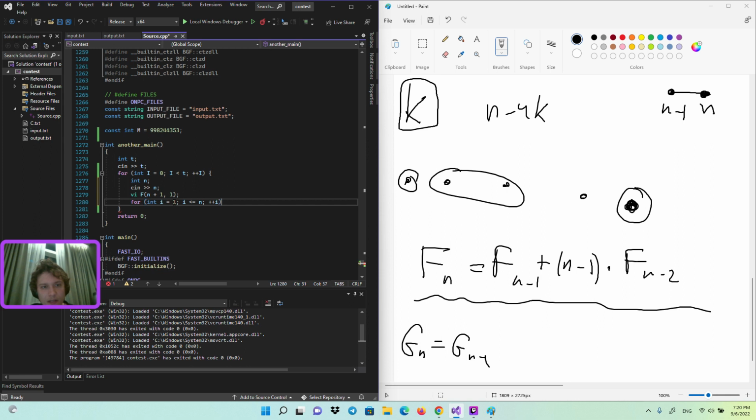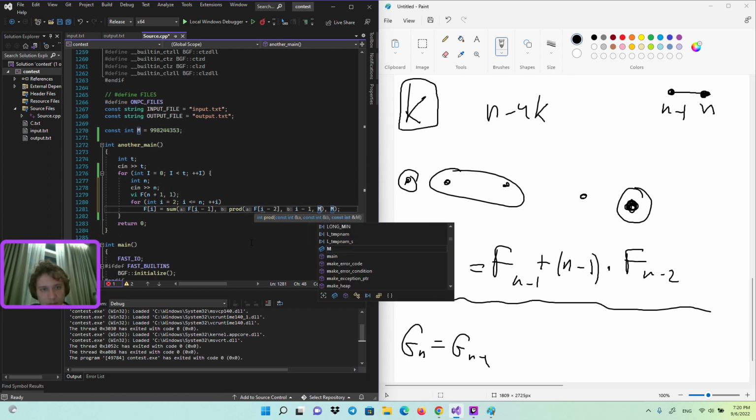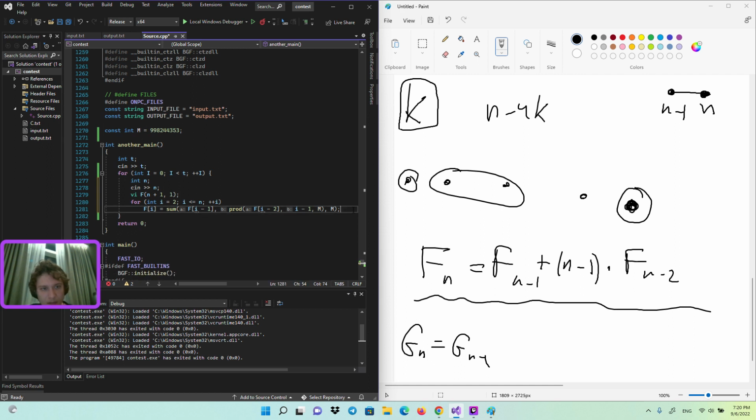And we say that f_i is the sum of two numbers, f_{i-1} and the product of two numbers, f_{i-2} and i minus 1, modulo m. Okay, this is the vector f.